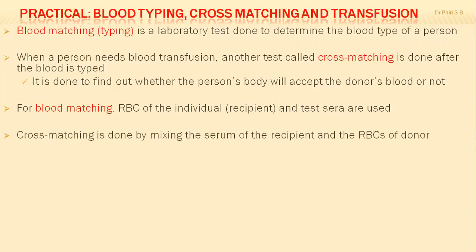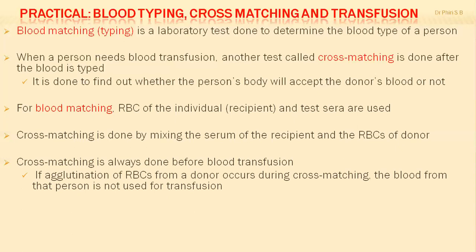Cross-matching, like I've already explained, is done by mixing the serum of the recipient and the red blood cells of the donor. So from the recipient, you get the serum. Within the serum, this is where you find antibodies. Then you mix with the red blood cells of the donor and you see if this serum will react with the red blood cells to ascertain whether it's compatible or not.